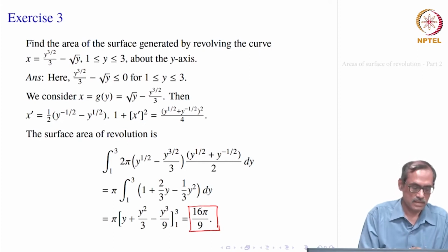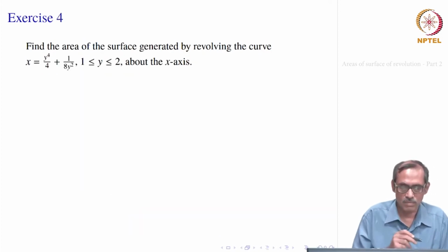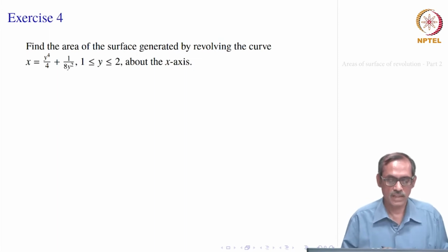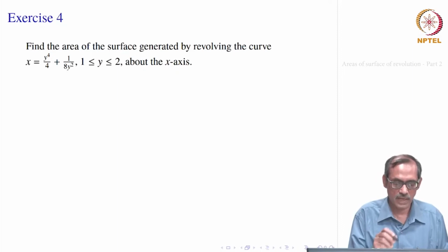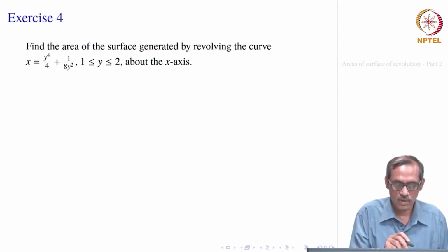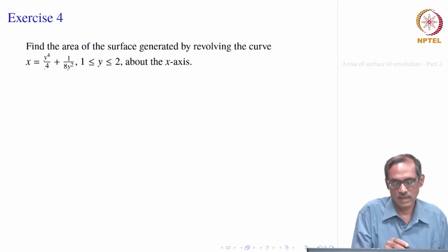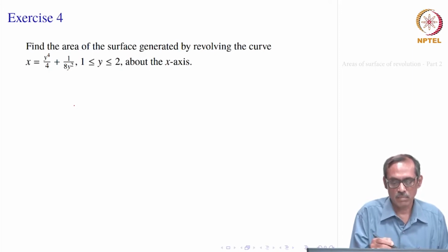Okay. So, maybe let us take one more problem. Find the area of the surface generated by revolving the curve x equal to y fourth by 4 plus 1 by 8 y square when y varies between 1 and 2 about the x axis. Had it been about y axis, then directly you would have done it, but now this surface is generated by revolving this curve about the x axis.